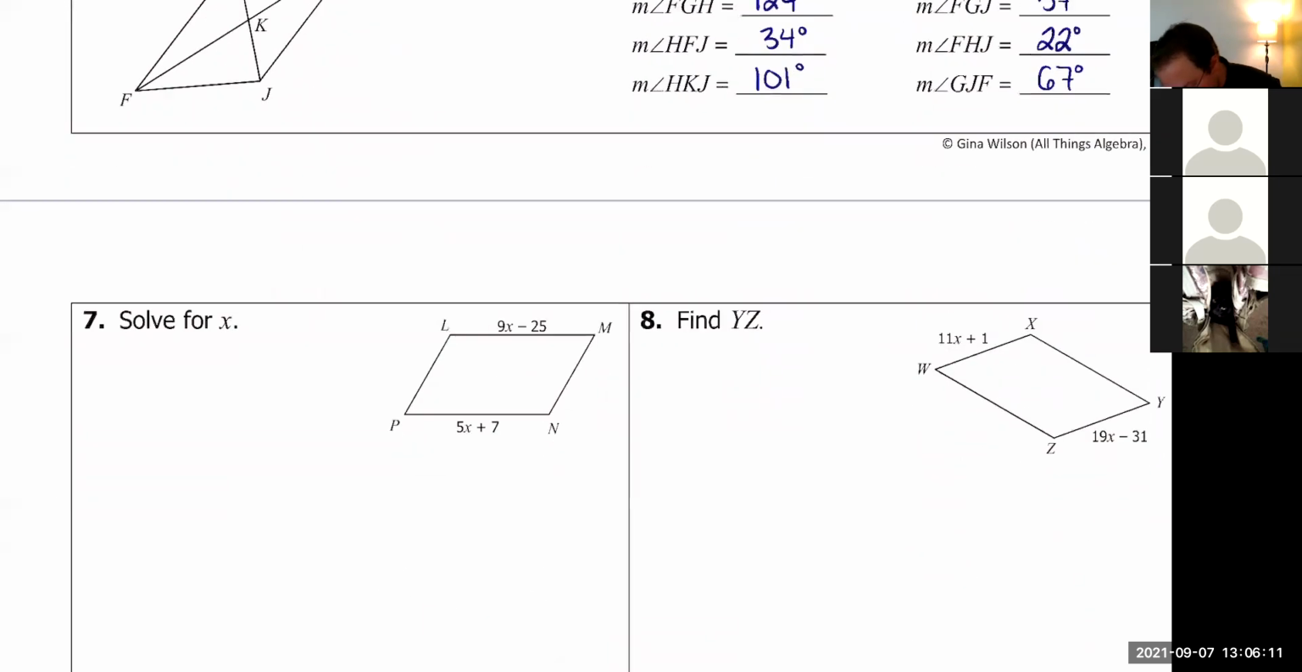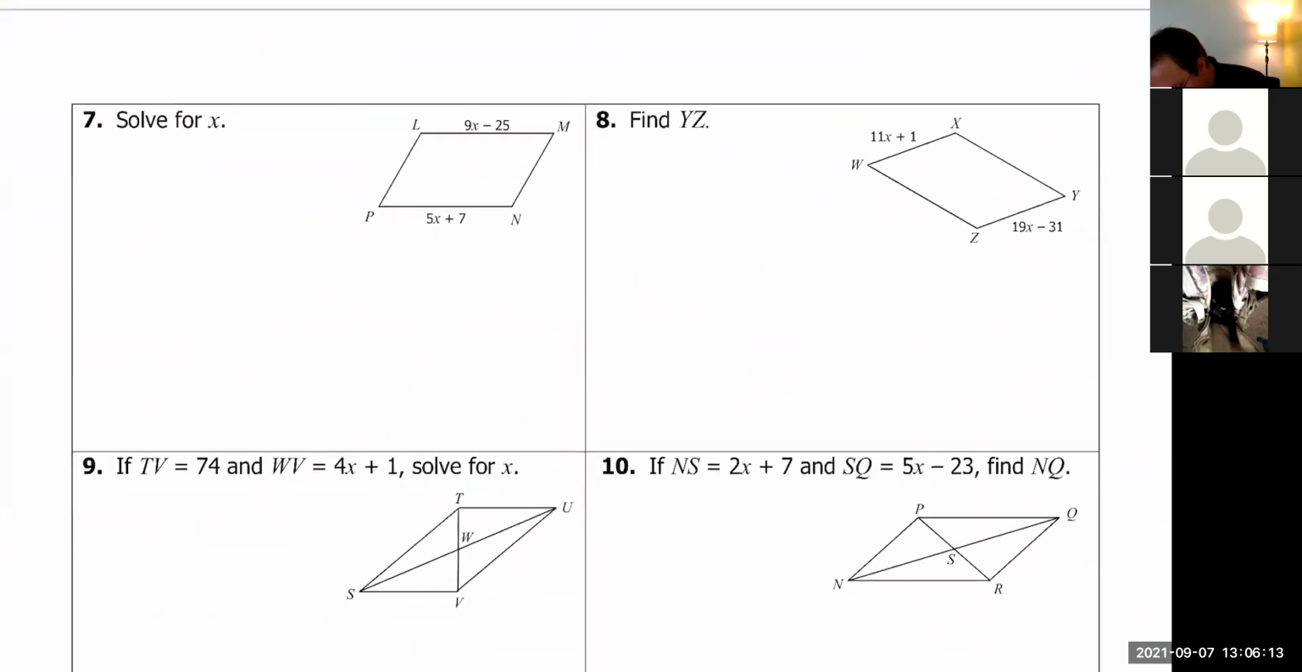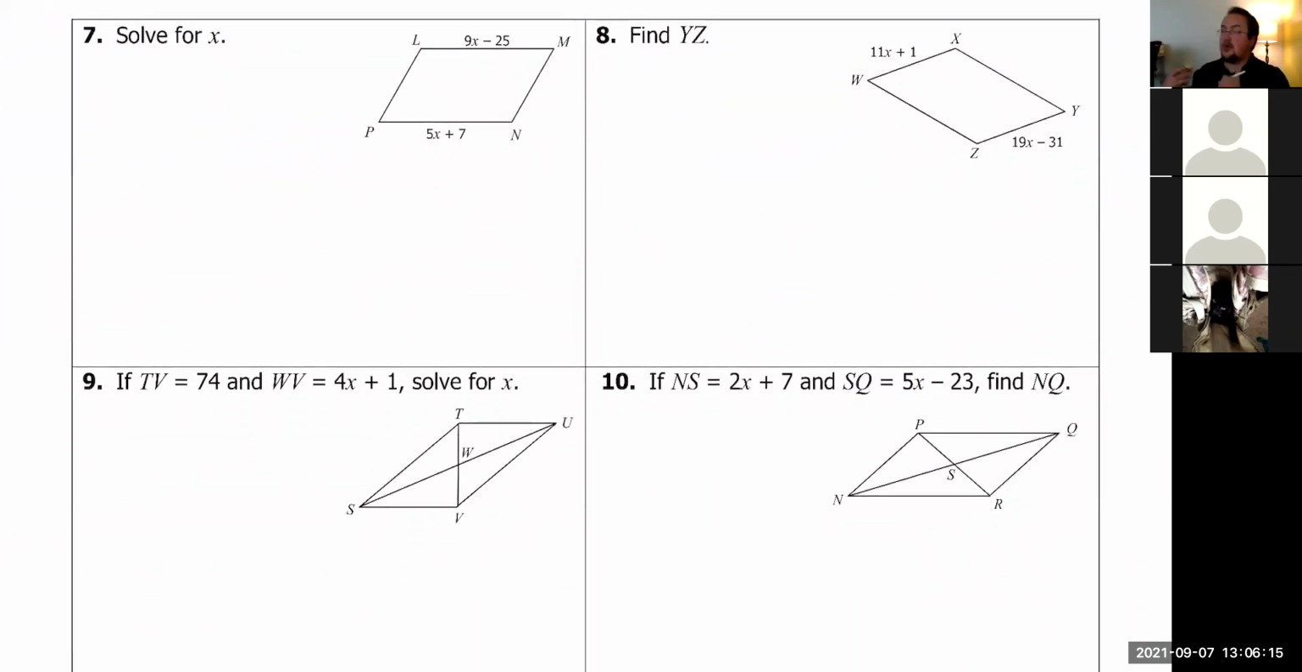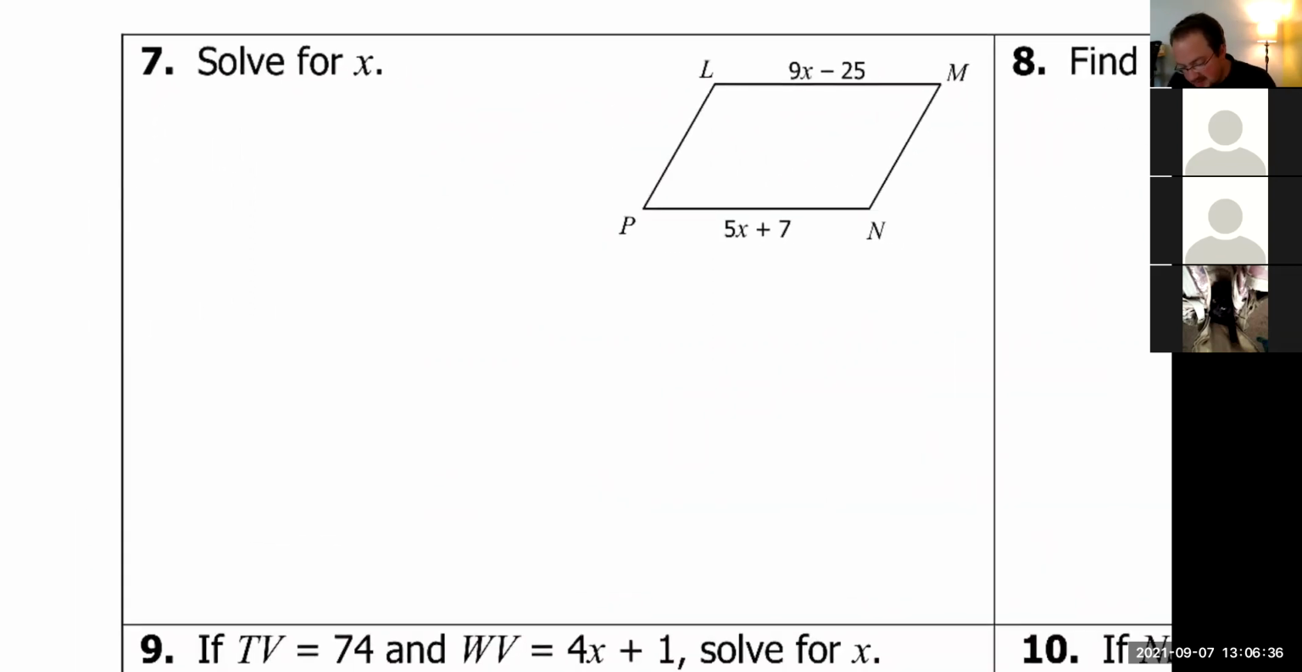All right. So then we get to the back side here, and here's where we start to throw in a little bit of that algebra, along with these specific relationships we've set up, forcing us to set up an equation to then find the missing value. So for number 7, it's asking us to solve for x. What could I set up here in order to do so?